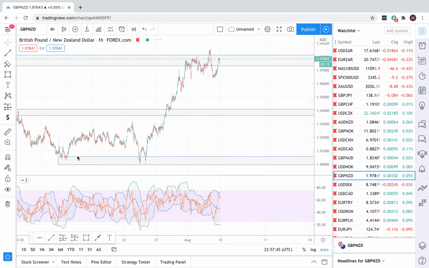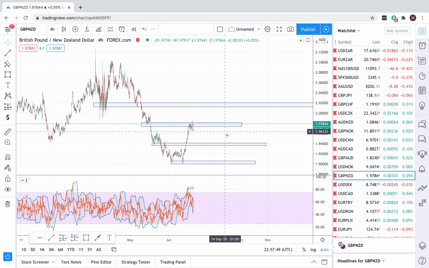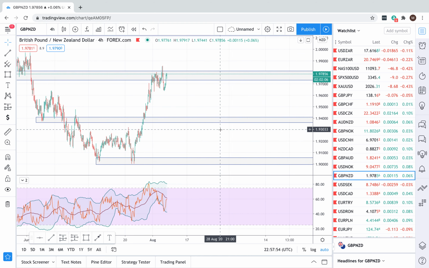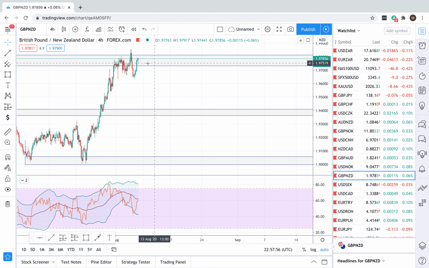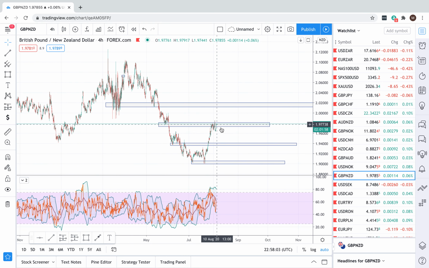GBP NZD right here. Overall, we are still on a downtrend, but very recent market data, we are heading upwards. So it all depends on what price does at this level. If we have consistent rejection at this level on the H4 time frame, we can enter in short, but once price breaks this level, we are seeing a continuation of the new uptrend. So if price breaks this level, we'll wait for a retest here to go long, and if it breaks this level again, another retest to go long.